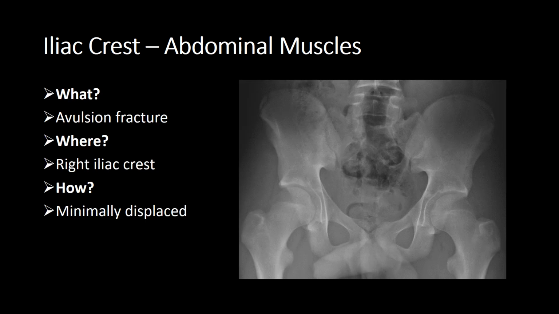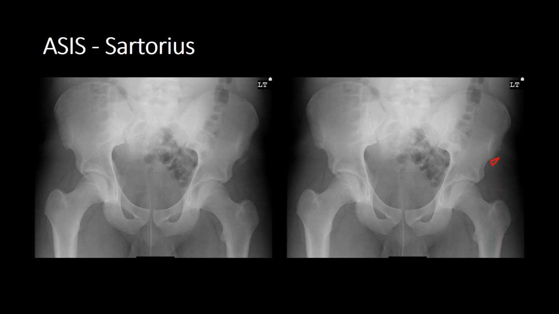So what is it? It's an avulsion fracture. Where? It's the right iliac crest. How? Minimally displaced. Okay, so here we have an avulsion of the anterior superior iliac spine, where the sartorius inserts. So when we check our pelvis, as always, we look at the outer and inner cortices, and it's going to be the assessment of the outer cortex that will allow you to identify this abnormality.